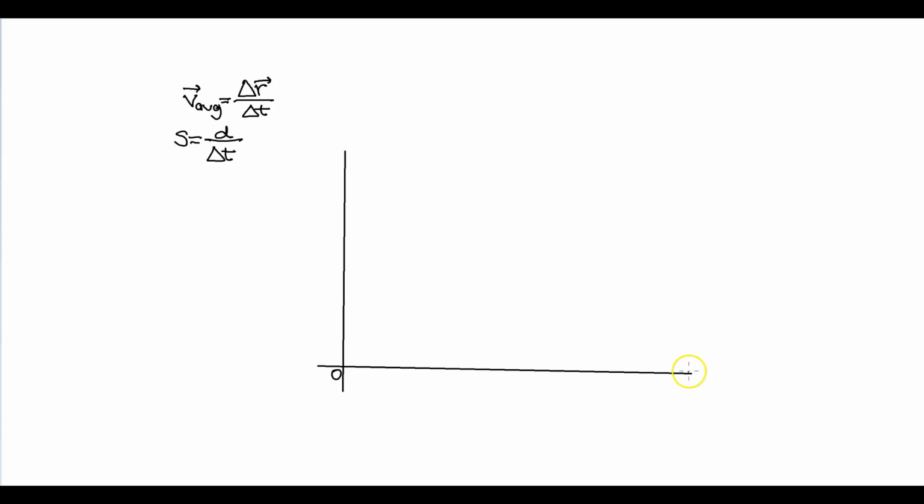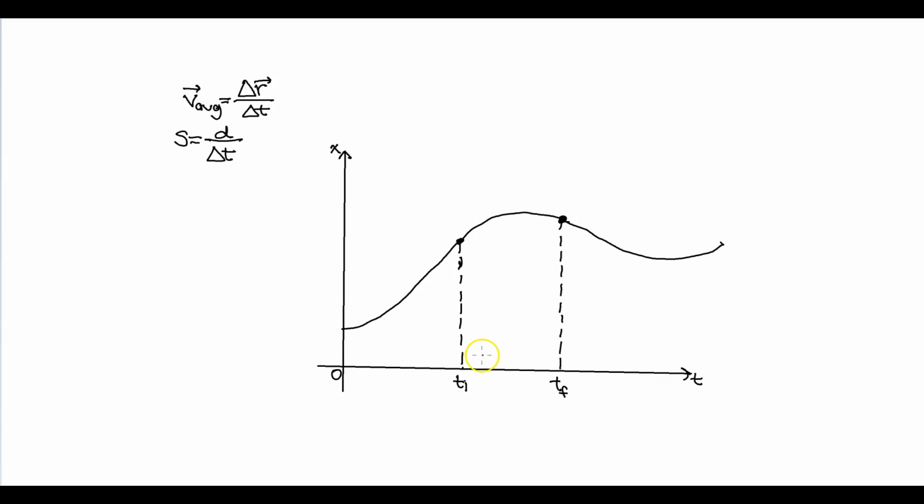Okay, so this is your origin, this is the t-axis, this is your x-axis. Now let's say your position looks like this. This is your journey. Your initial time is here, and your final time is here. That means your t initial is here and your t final is here. So you know your time interval, tf minus ti.